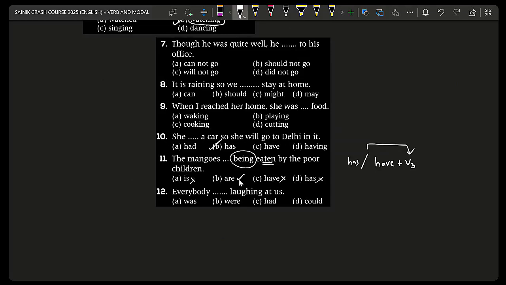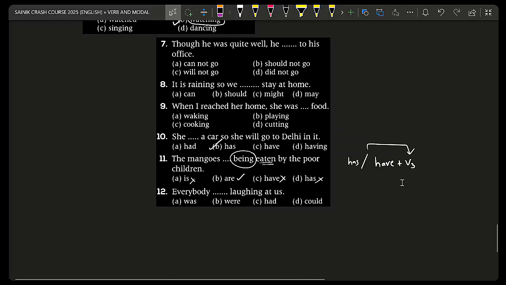Which form is this called? Active form or passive form? Passive form. In active form, we can say the poor children ate the mangoes. And in passive form, subject and object will be reversed: the mangoes are being eaten by the poor children. Okay, next question.